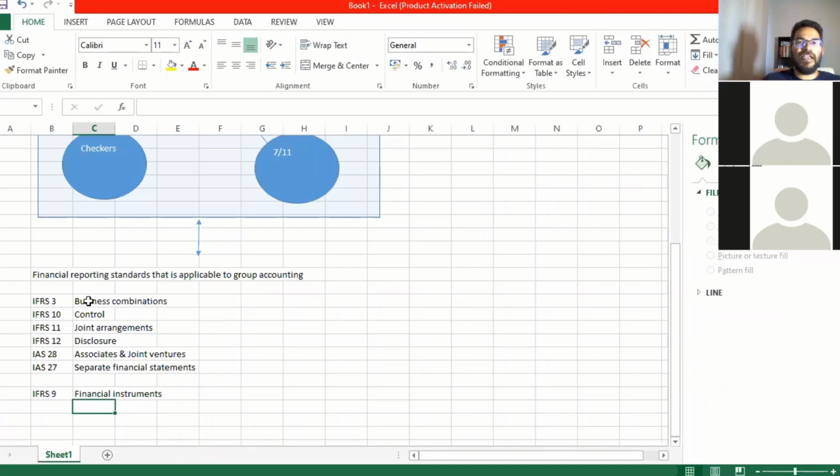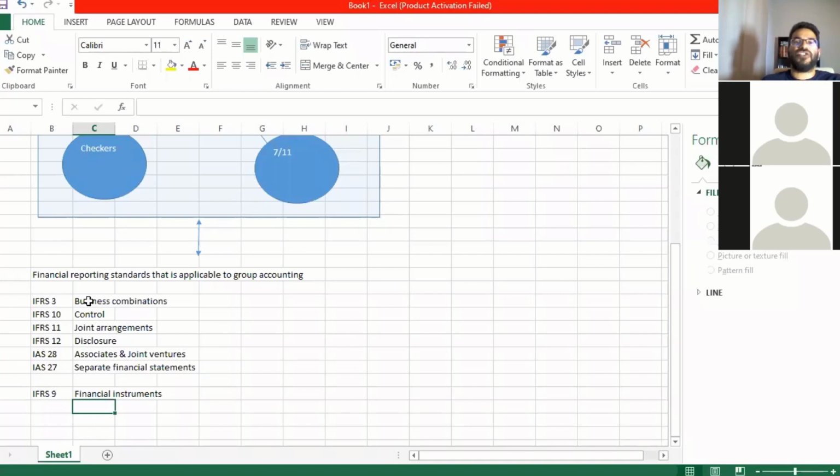Then you have IAS 27. IAS 27 deals with the parent's separate financial statements. How does the parent, in its separate financial statements, how does ShopRite, in its separate financial statements, deal with the investment in Checkers and 7-Eleven? And then you have IFRS 12, which deals with disclosure-related items when you make investments that are subsidiaries, associates, and so forth. IFRS 9, financial instruments, is not relating to group accounting.